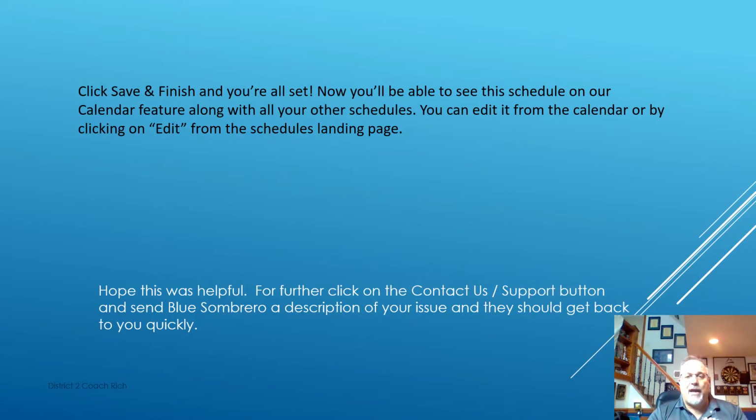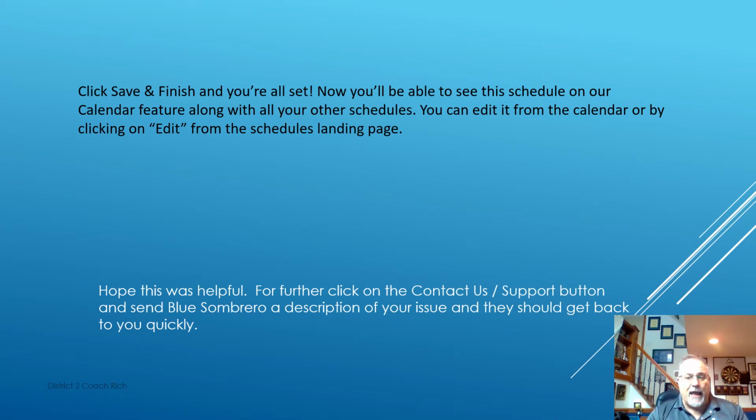Okay, once you click save and finish, you are set. Now you'll be able to see your schedule on your calendar feature along with other schedules. What happens now is that schedule and any other schedules you made get combined on the calendar, and you can also edit it from the calendar, and you can have the entire league, no matter what division, all included. So if you've got multiple fields going at the same time, you can see Field 1 is maybe your 8-year-olds. Field 2 is maybe your 12-year-olds. Field 3 is maybe your T-ball kids. You'll have it all set right in front of you, everything that's going on.